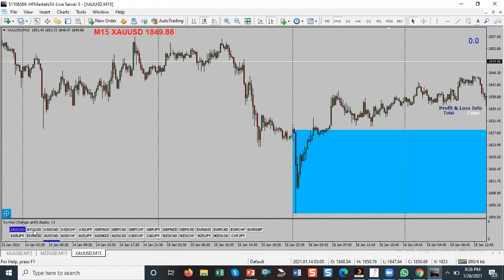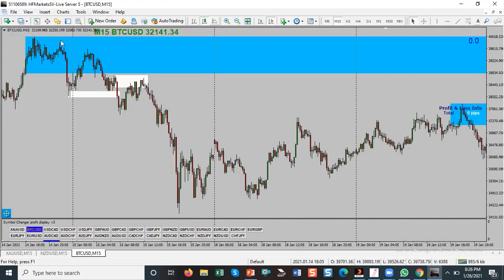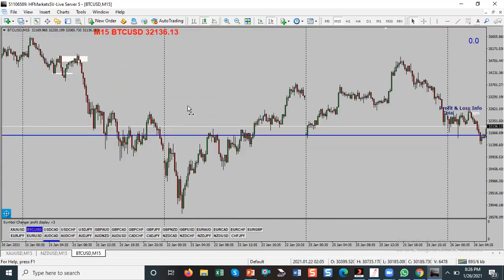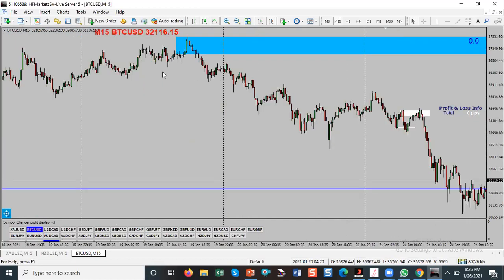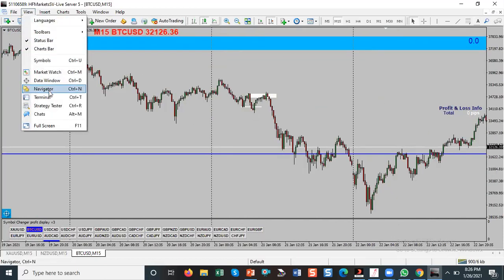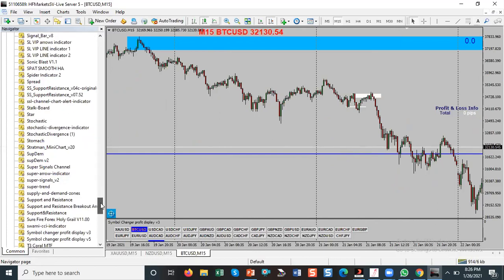Let me check other areas. So this is the supply zone. Supply zone. So there are not many here because of the setting, the way I put the setting, but let me see if I can add. The setting I have there is for a higher time frame. The one for lower time frame. Okay, let me use this.